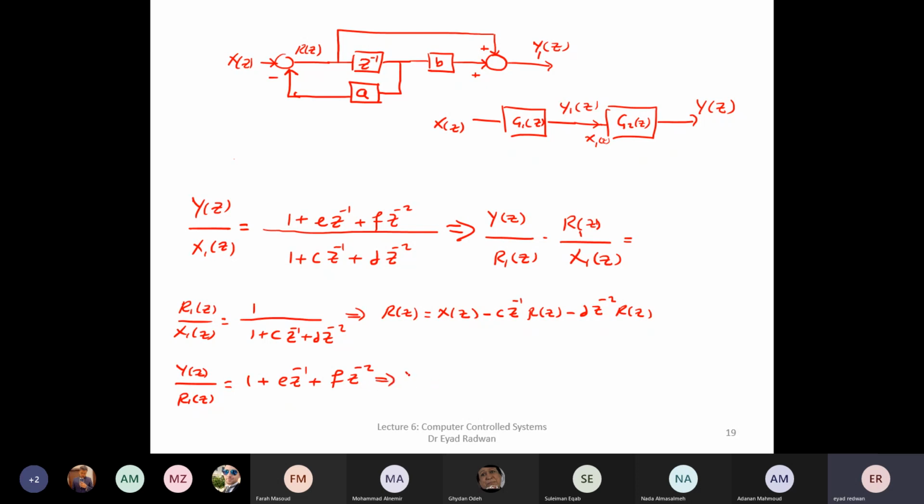And from here I can write y of z equal to r of z plus e z to the power minus 1 r of z plus f z to the power minus 2 r of z. Then I'll implement the two terms. They will fit here. They are coming again at this stage. So the implementation will be like this.